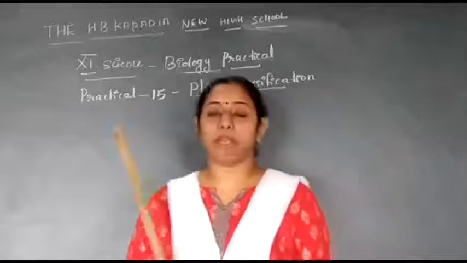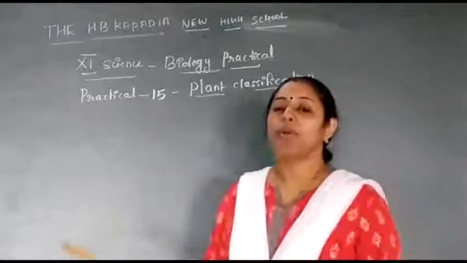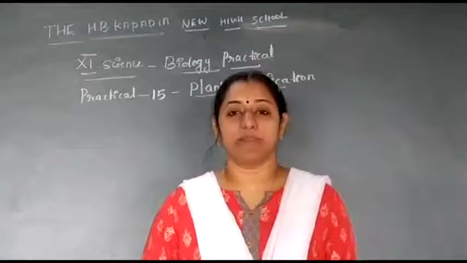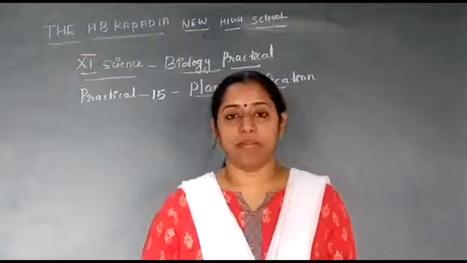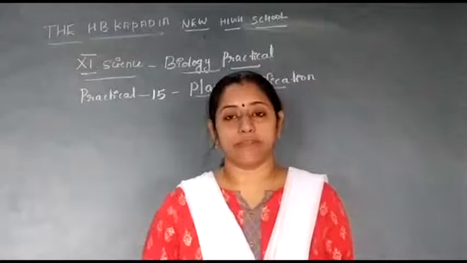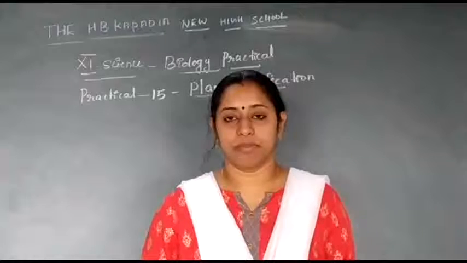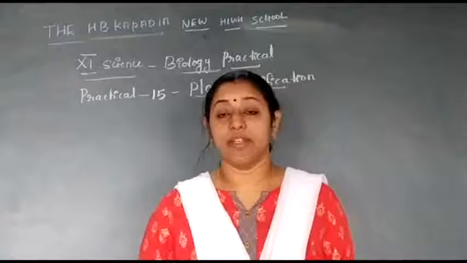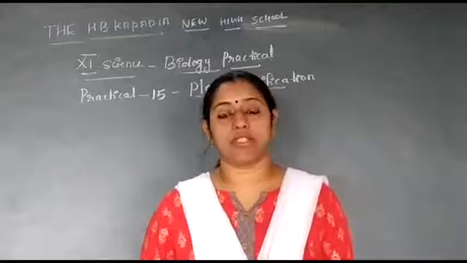So we are starting our practical 15, plant classification. Plants are classified into, the lowest group is algae. Algae is the lowest group of the plant kingdom. Then it is moving to a higher level, that is bryophytes. You know that bryophytes are commonly called amphibians of plant kingdom. And then when we move to the next level, it is pteridophytes. Pteridophytes are the first terrestrial plants with vascular tissue system.